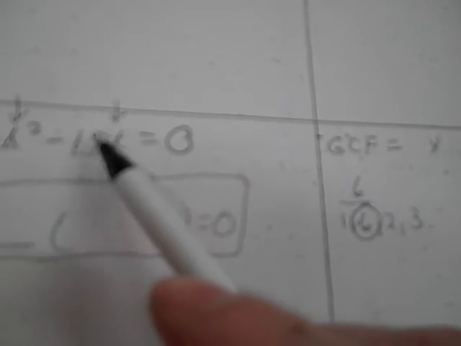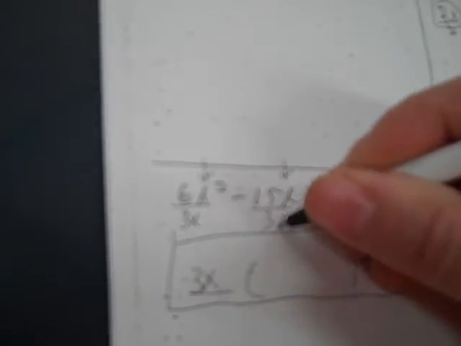And now let's see which one of these numbers I could also divide 15 by. Well, I can't divide 15 by 6 because 15 divided by 6 is a decimal. Can you divide 15 by 3? Yeah, it's 5. So put 3 there. So 3x comes out here. And that's going to be 2.